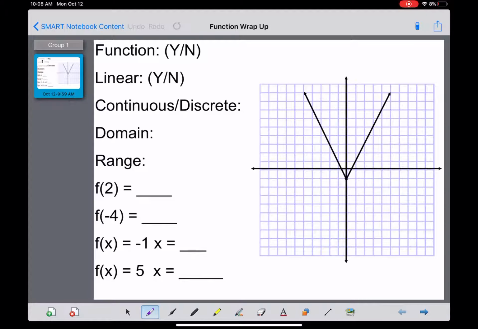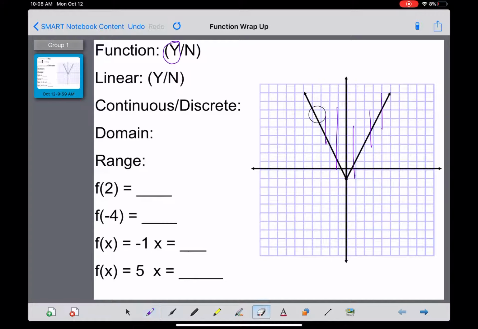Well, our function is that x has only one output, and a way to test that with a graph is our vertical line test. So no matter where I draw a vertical line, it only crosses through one time. So that makes this a function.